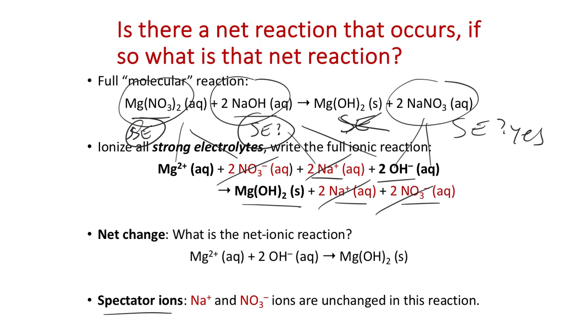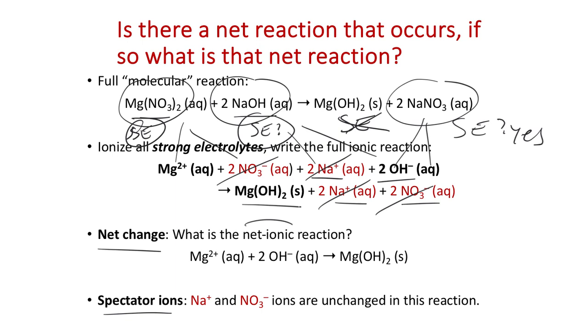They're not unimportant. They still need to be there. They're just not part of the net change. So if I'm looking for the net reaction, I just cancel out the unchanged parts of the reaction. So the net change, we call this the net ionic reaction or the net ionic equation. The net reaction just meaning, well, what's the actual change that's going on in the reaction?